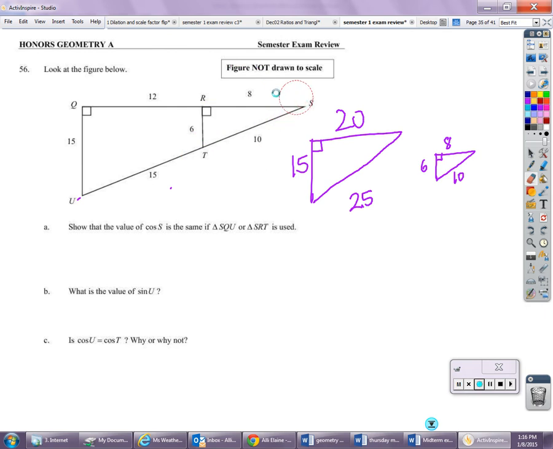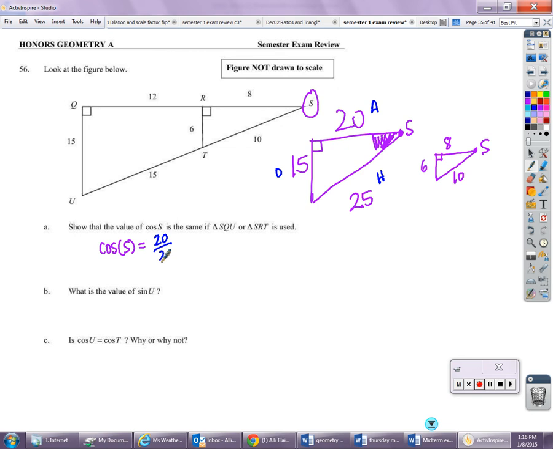All right, here we go. Letter A. Show that the value of cosine of S, so here's S, so S is located right here in the big triangle and right here in the small triangle. It's the same for both triangles. So cosine is adjacent over hypotenuse. So the cosine of S in the big triangle is adjacent over hypotenuse. Across the 90, that's your hypotenuse. Across the angle, that's your opposite. And this would be my adjacent. So it's going to be 20 over 25.